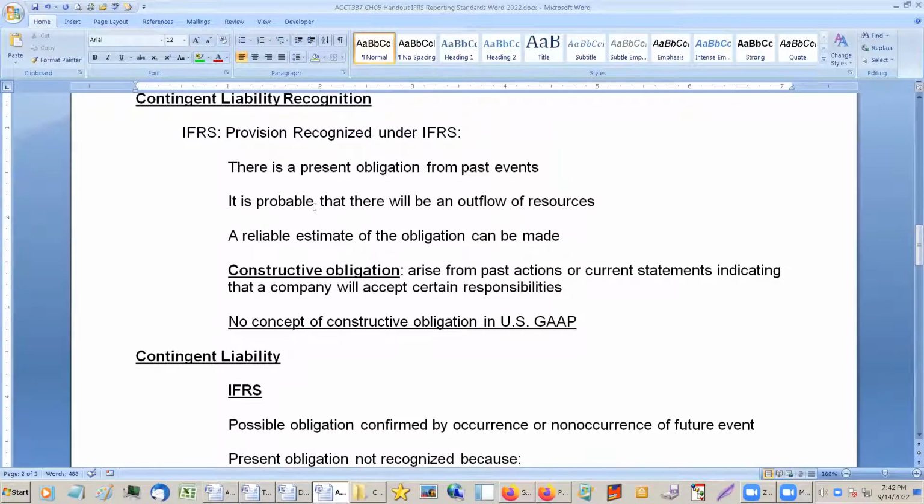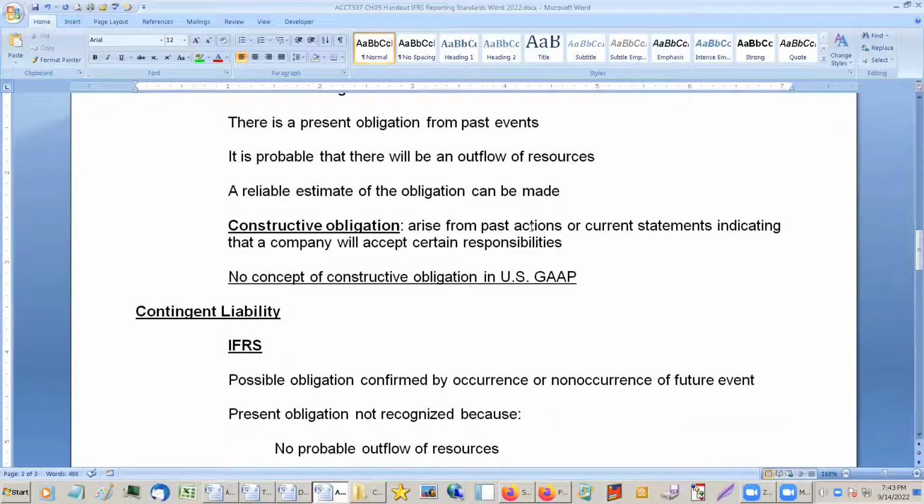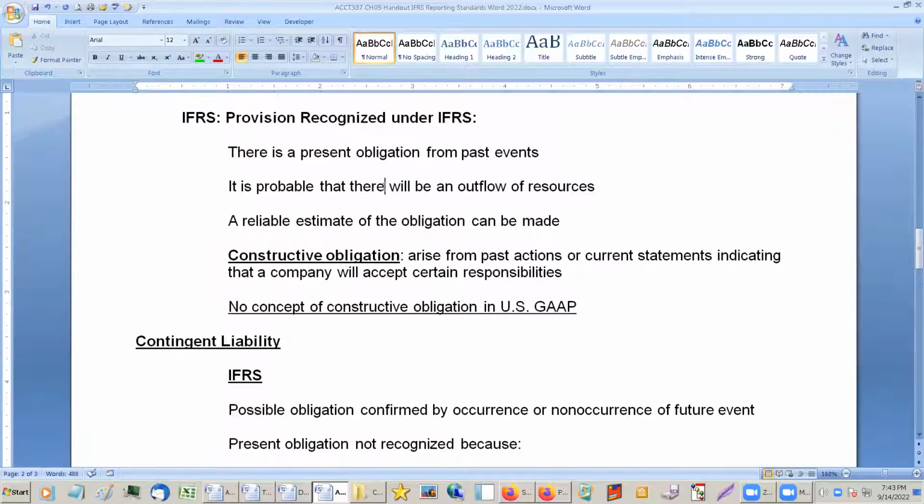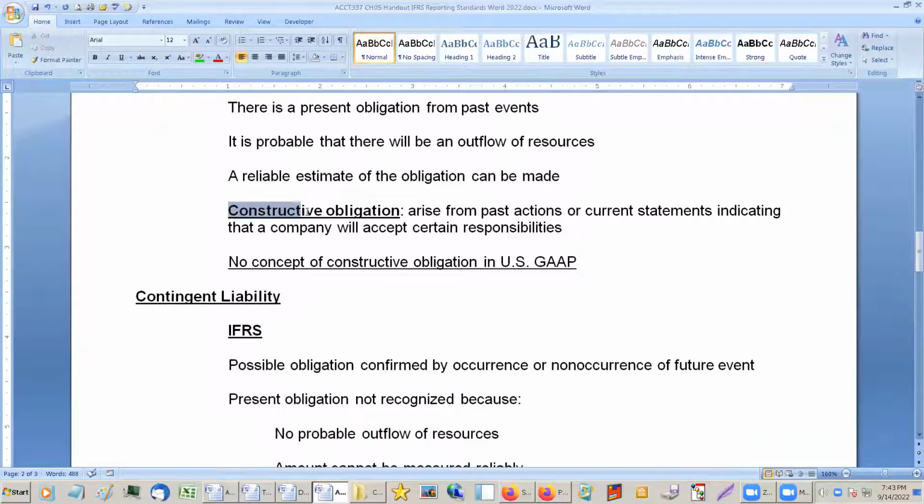Okay. So international standards. I don't know why I put IFRS in there twice, but it's not wrong. Most of the stuff is very similar to what we have in the United States. Down here, they also have a thing called a constructive obligation, which arises from past actions or current statements indicating that the company will accept responsibility.